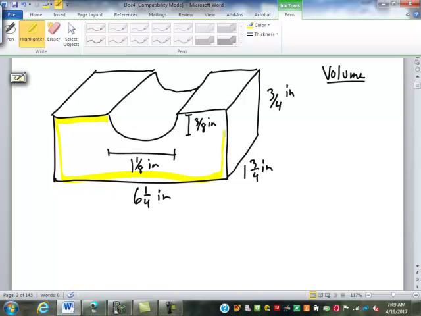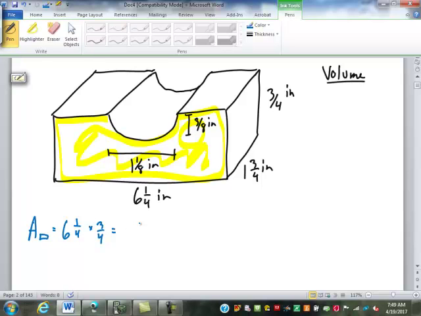Okay. So we're going to find this area. So we'll start out with 6 1/4. That's the area of the whole rectangle. 6 1/4 times 3/4. What's that give us? Four and 11/16 inches squared. 4.6875. Then what?